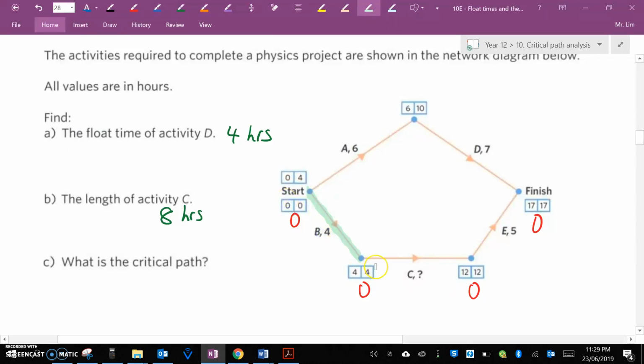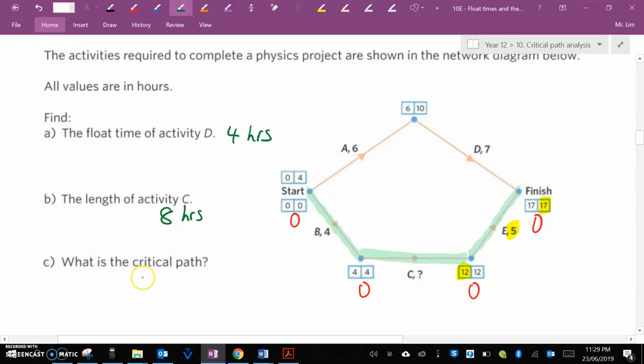Try that again. Earliest start time plus duration, which we said was 8. Does that equal the latest starting time of the next activity? Yes, it does. So C is part of it. And earliest start time plus duration, does that equal the latest start time? Yes, it does. So E is part of the critical path.